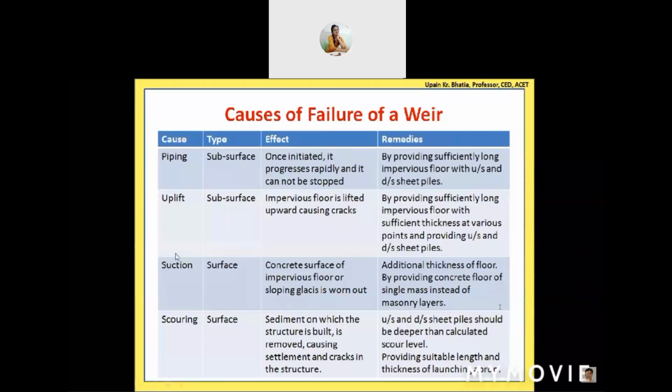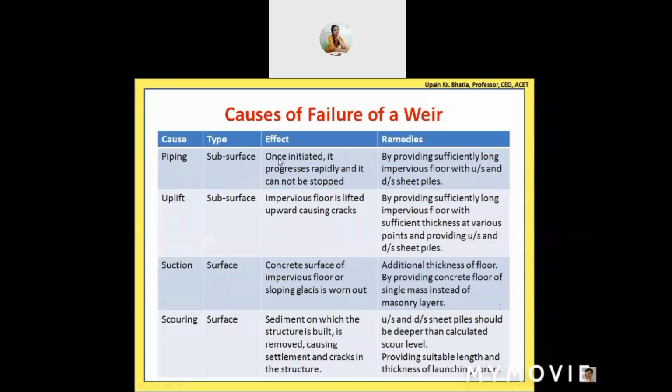Suction and scouring are caused by the water which is flowing on the upper side, that is the surface, flowing above this weir. So the first two causes are of the subsurface flow type, and the further two causes are due to the surface flow. Okay. So what are their effects?